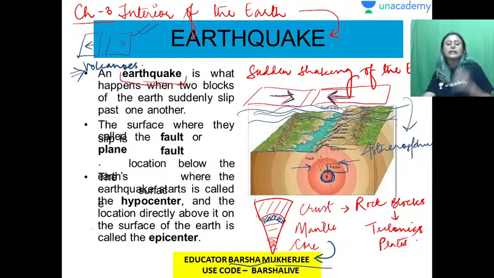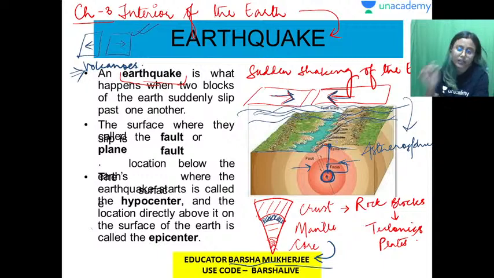Once there is a collision and the earthquake has started in the interior of the earth, the vibrations or the waves, right? Waves are generated. These waves move perpendicularly towards the surface like this. Once the waves reach the surface, the point where they reach first is known as epicenter.